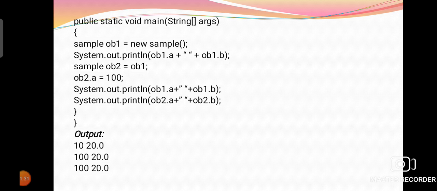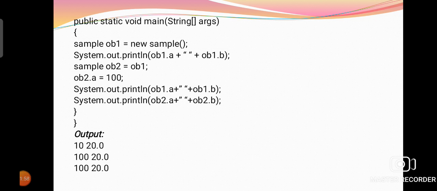And after that we are doing the object cloning with the help of the assignment operator, that is Sample OB2 equal to OB1. So here OB2 is the new reference name, and OB1 is the original object. So this is the syntax: class name, new reference name equal to old reference object name. And next, OB2.A equal to 100.